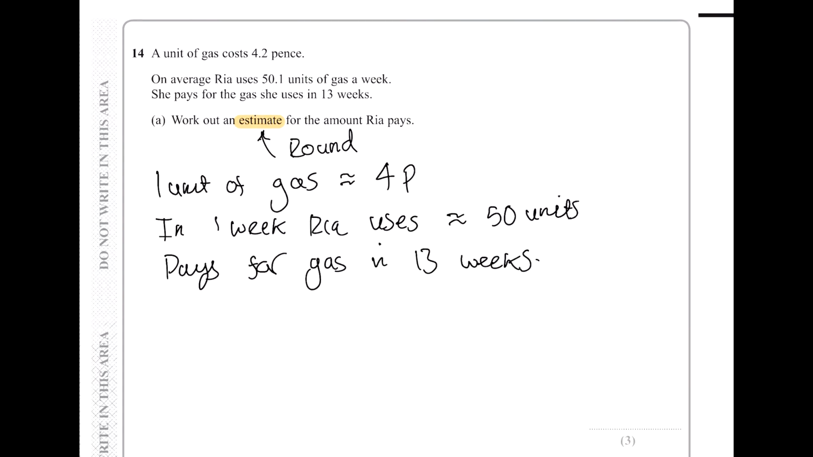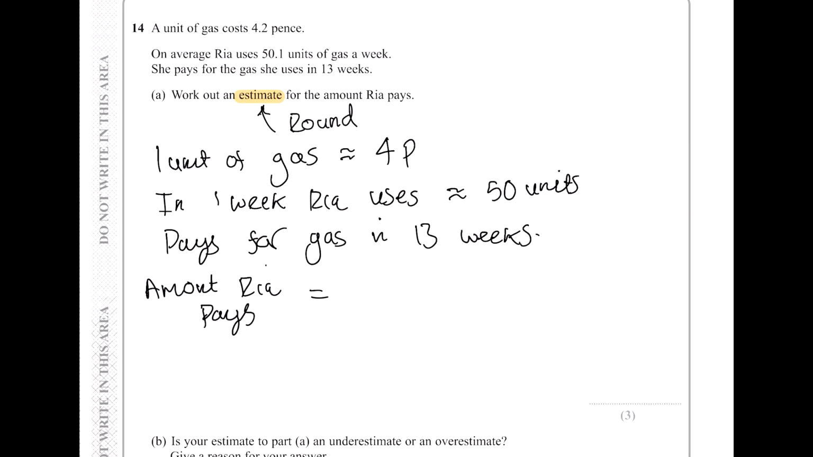So therefore, an estimate for the amount Ria pays will be the amount that she gets in 1 week. So she gets 50 units in 1 week. And each unit costs 4p, so you multiply by 4. And then she does that for 13 weeks. And again, the unit is all in pence.